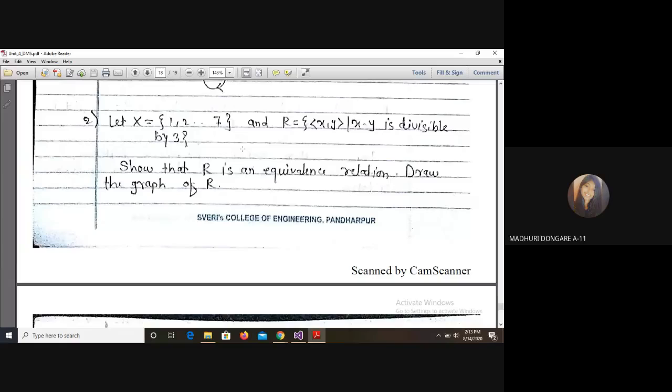1, 4 and 4, 1. Correct? Next, 7, 1 and 1, 7. Again, 4, 7 and 7, 4. Because 7 minus 4 is 3, and 3 is divisible by 3. Again 4 minus 7 is minus 3, again it is divisible by 3.